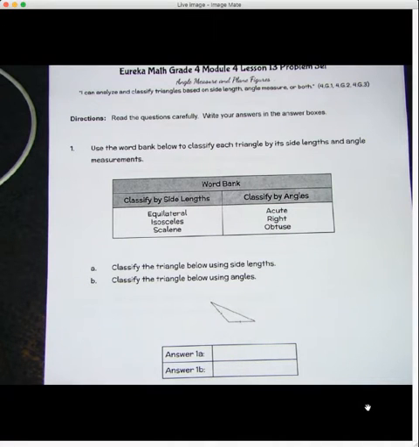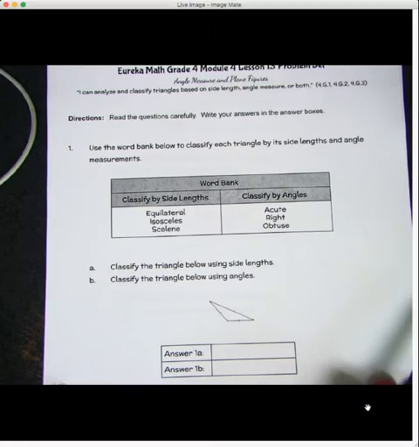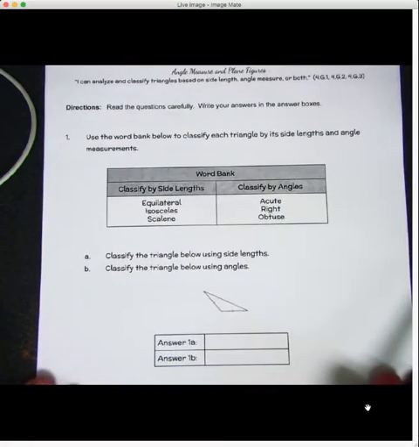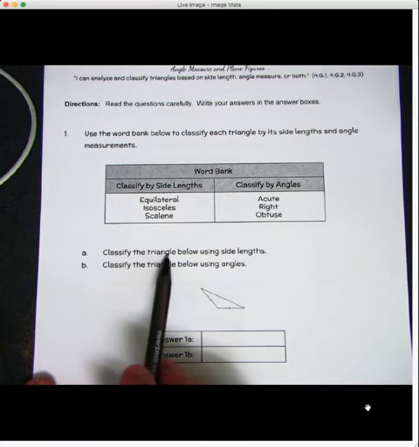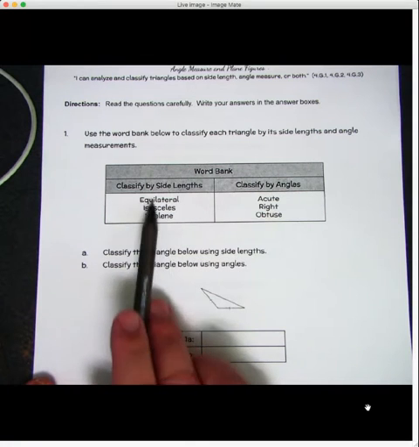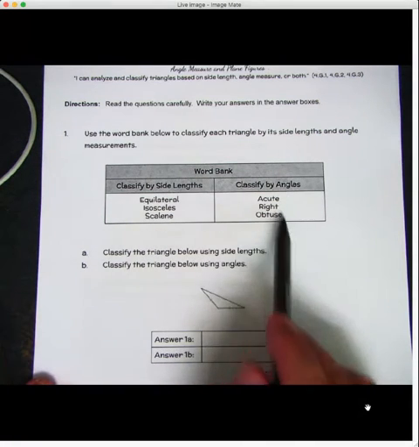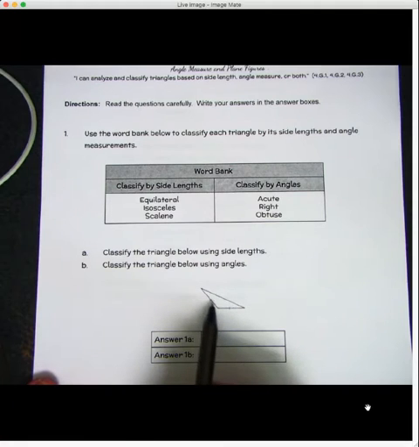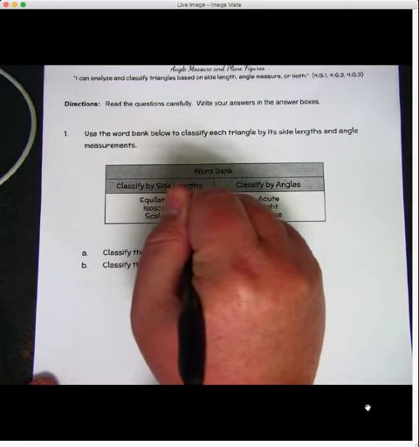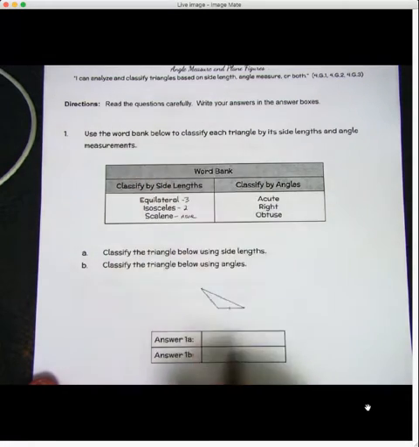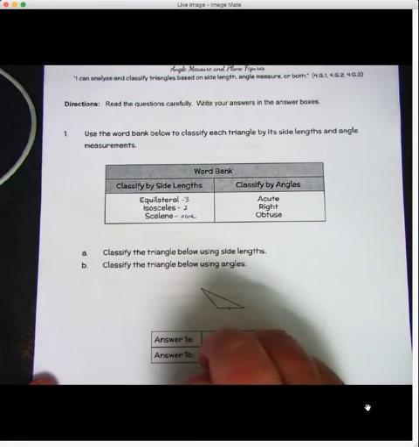So let's practice these today, and then I'll let you do some on your own. You're going to be classifying triangles today and tomorrow, so you get two days of practice on this. So we're supposed to, number one, classify the triangle below using the side lengths and the angles. So the side lengths, we have two sides that are the same length. So we have two that are the same length. So that is an isosceles triangle.